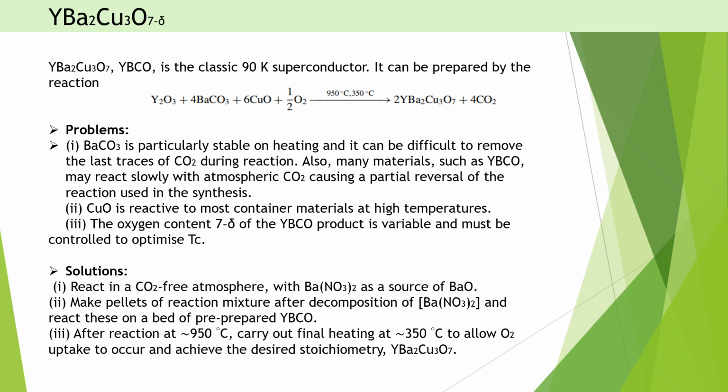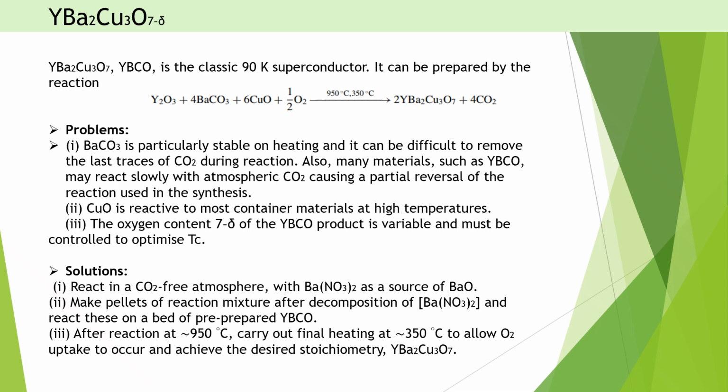Also, another important example is YBa2Cu3O7-δ, that is called the YBCO superconductor. This is important because it is a 90 K superconductor. Several difficulties arise. BaCO3 decomposes very slowly. CuO reacts with many crucibles. Oxygen content must be controlled precisely to obtain the superconducting phase.